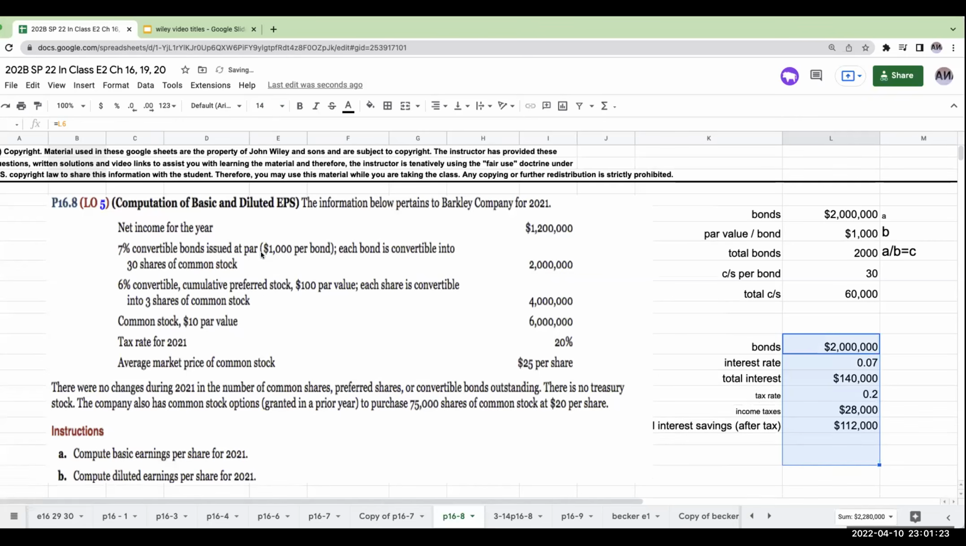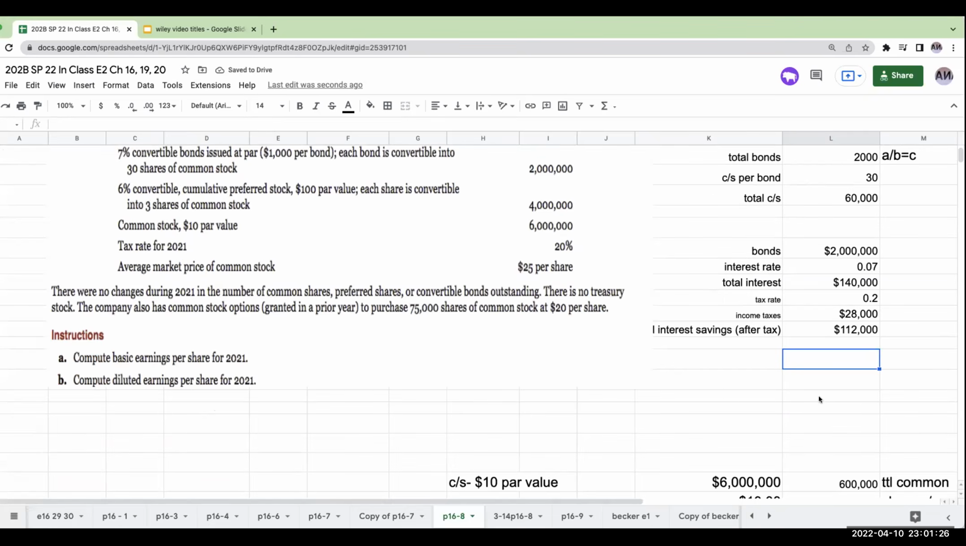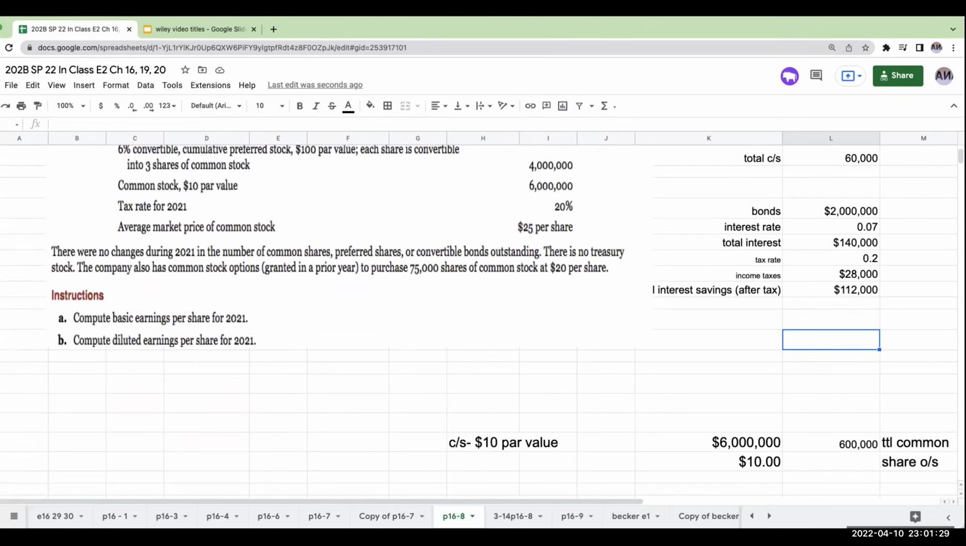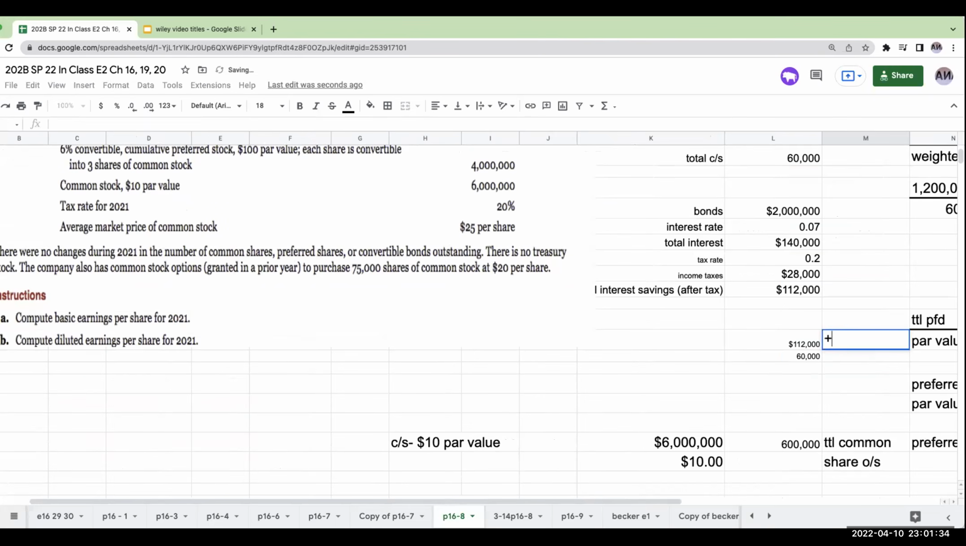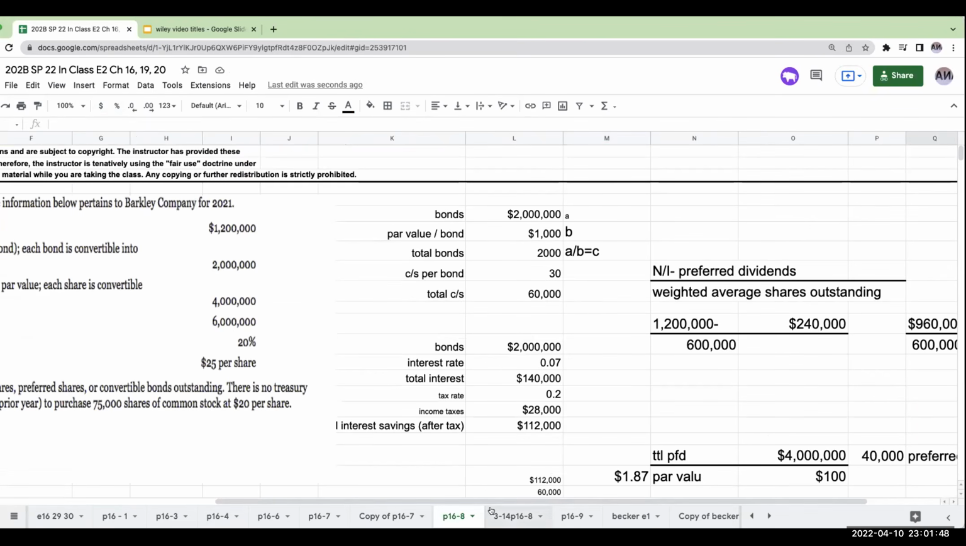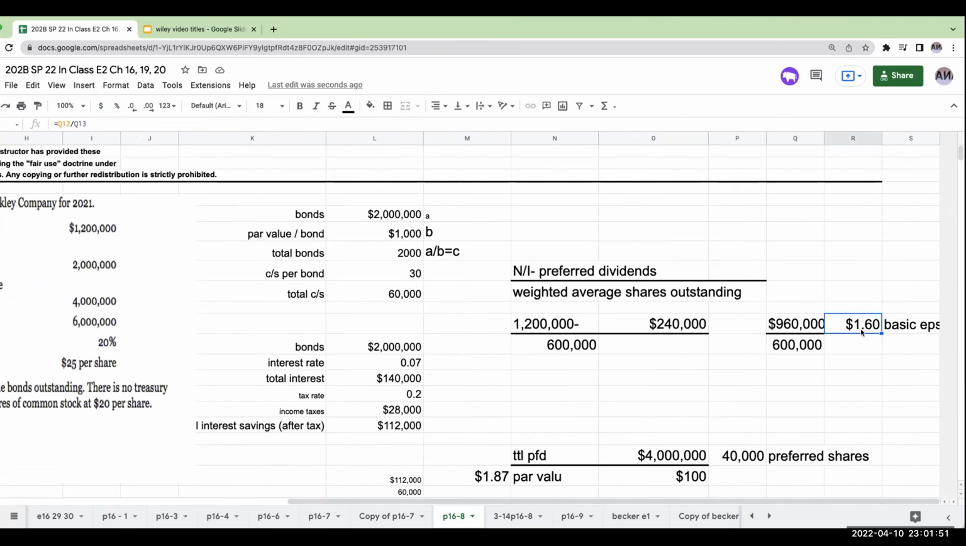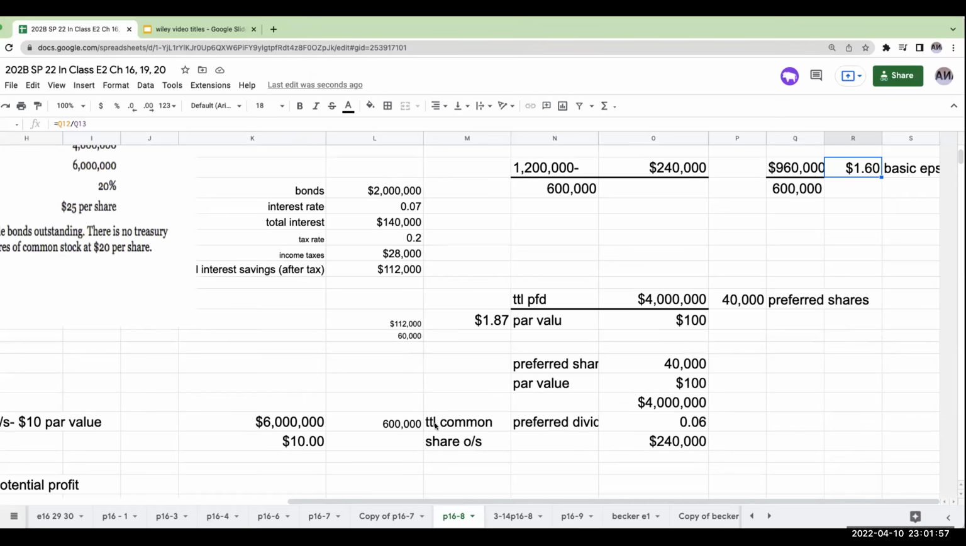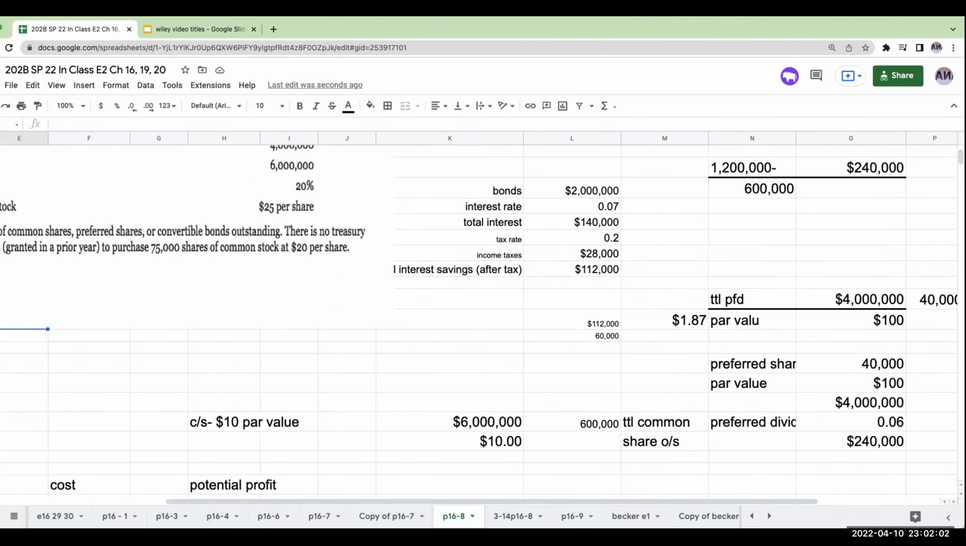All right, now here's what was messing me up. When I come down over here and take 112,000 divided by 60,000, this number is actually going to be $1.87. And when you look at this $1.87, you kind of go, dude, it's $1.87. Right over here, this is $1.60. So I would assume that it would be anti-dilutive. But what we're going to do first is the same thing for the preferred, and then I'll show you what we do next.